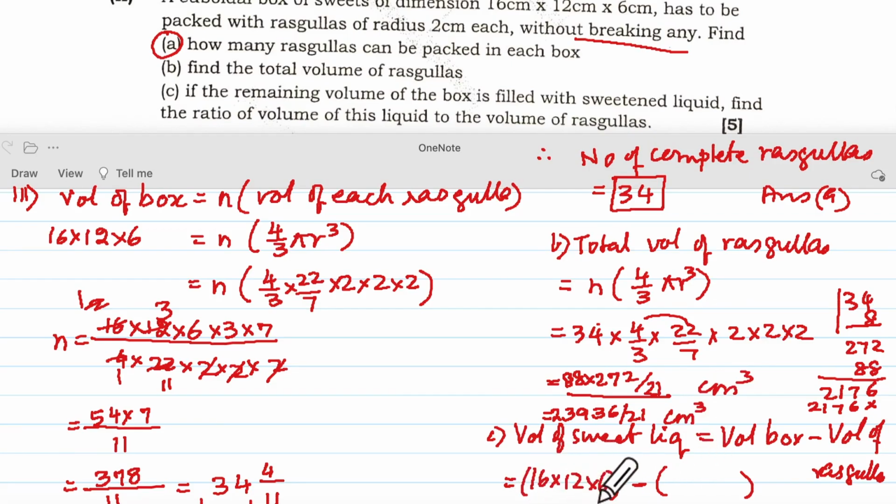Now this is, what do I do? 72 into 16. 72 into 16. 16 2s 32, 3. 16 7s 112, 115.